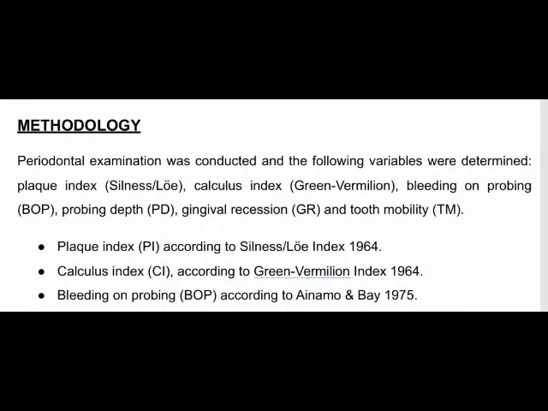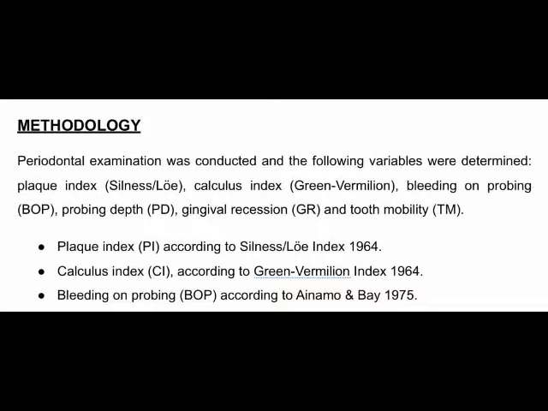To examine the periodontal condition, we used the plaque index, calculus index, bleeding on probing, probing depth, gingival recession, and tooth mobility. Firstly, plaque index according to the Silness and Löe index 1964. Second, calculus index according to the Greene and Vermillion index 1964. Third, bleeding on probing according to Ainamo and Bay 1975.